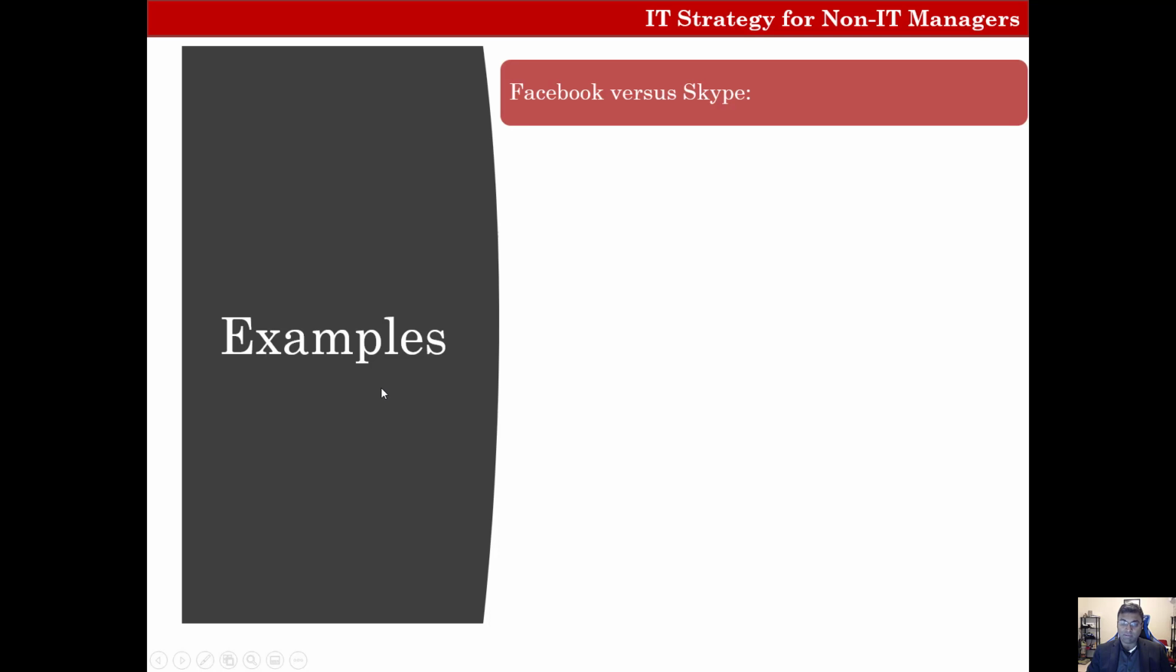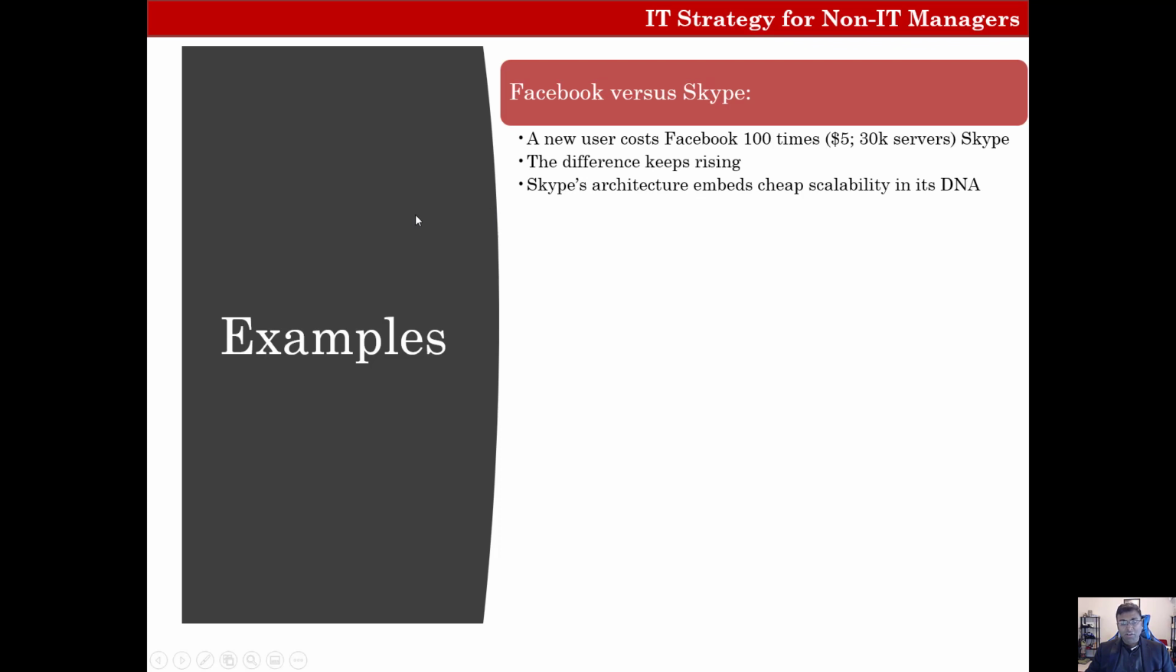So let's take an example. The examples of how architecture affects the future of the organization: let's take the example of Facebook versus Skype. Every new user costs Skype about 5 cents, whereas Facebook's about $5. And the difference keeps rising because every time Skype adds a new user, because of its architecture, it actually strengthens Skype, whereas for Facebook, it actually overloads Facebook.